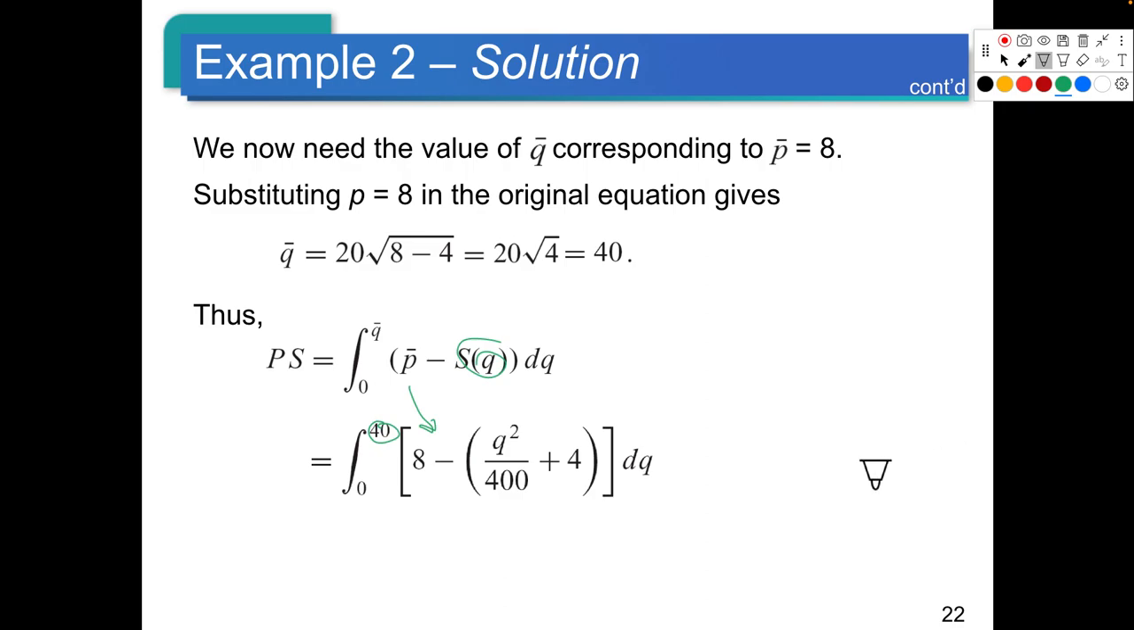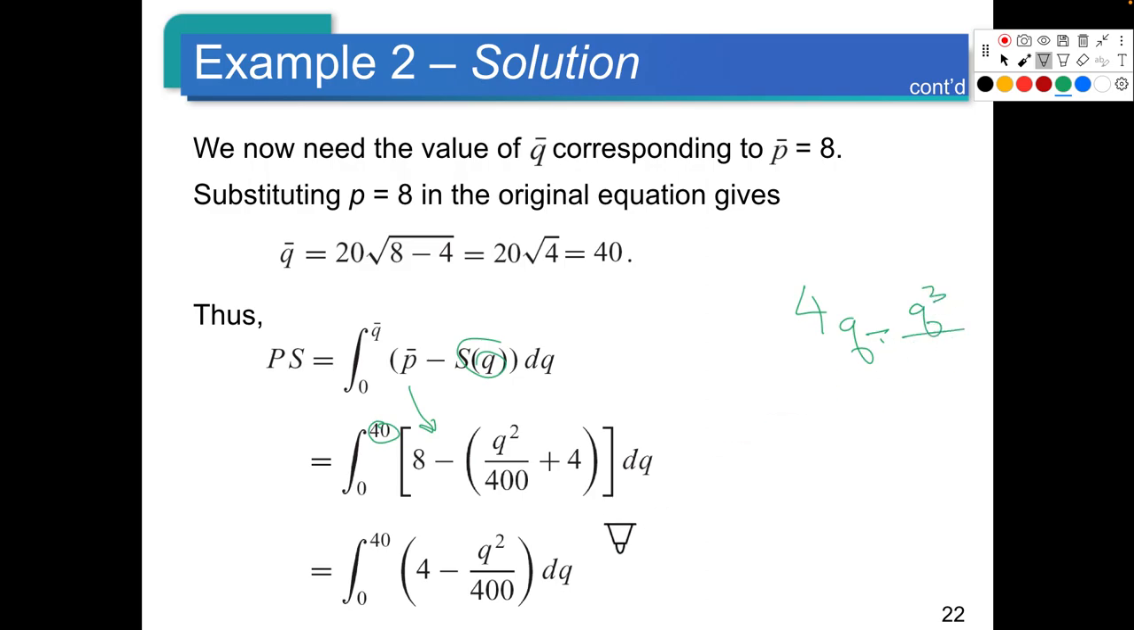And then now we just integrate. We may want to distribute this and get 8 minus 4, which they did. So this gets distributed. 8 minus 4 is 4. So we just integrate two things. When we integrate 4, what do we get? We should get 4Q. When we integrate Q squared, what do we get? We're going to get minus Q to the third. It's already divided by 400, so we're going to divide by 3 as well. So actually we're going to divide by a total of 1200.